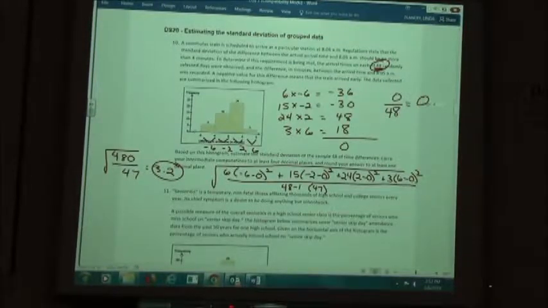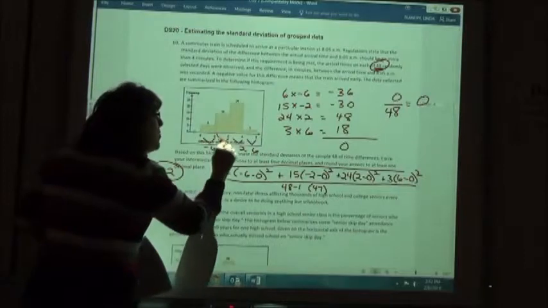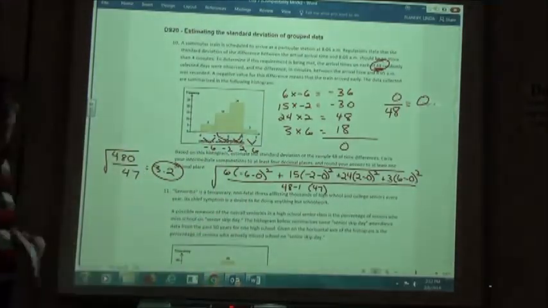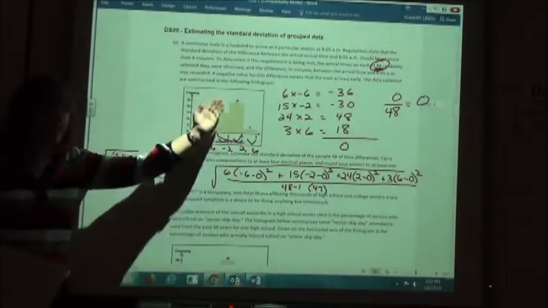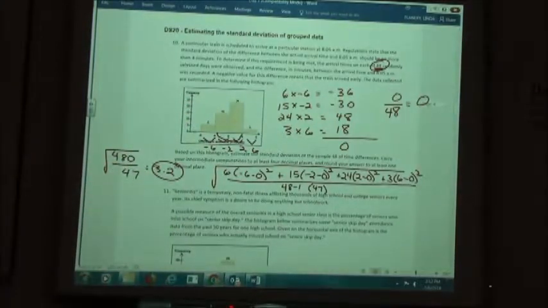So most of the data would be within 3.2 of either side of the middle. Yeah, most of the data is within 3.2 of either side of my middle.